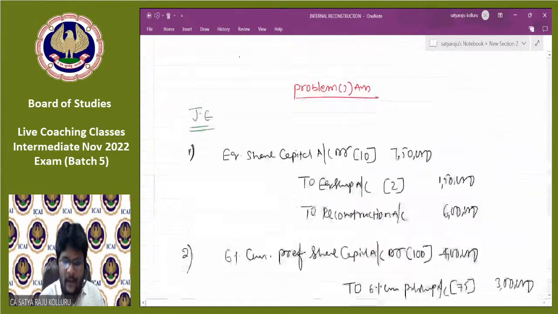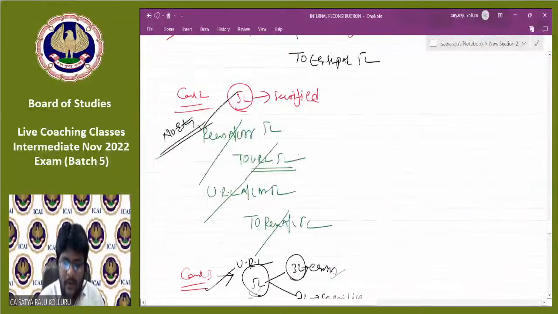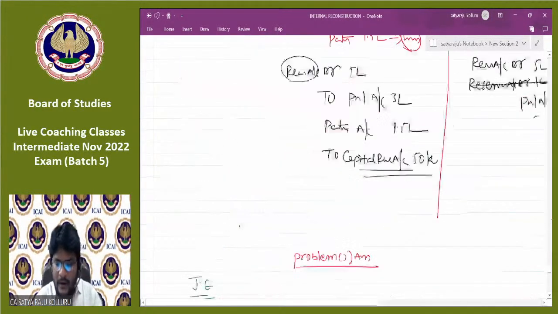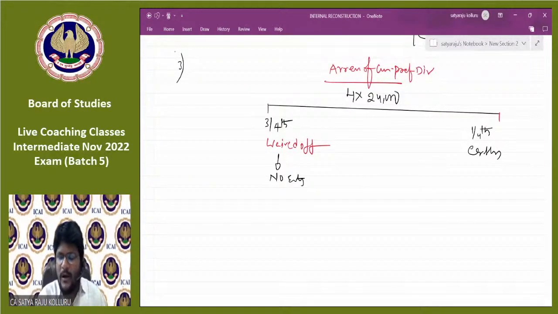Can you please tell me, all of you, for an unrecorded liability, if the entire amount is sacrificed, or if something is sacrificed, no entry. That means for the waive off, no need to pass any entry. Do you know the reason? If you want to record it, first record it: reconstruction to arrears of cumulative preference dividend, then arrears of cumulative preference dividend to reconstruction. That's why there is no impact.